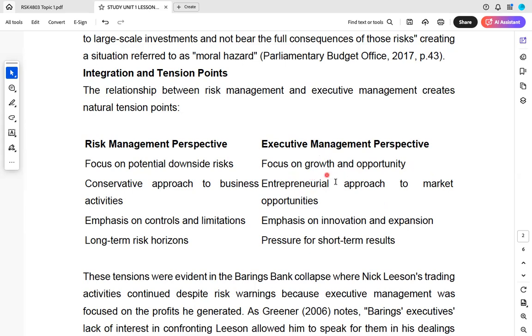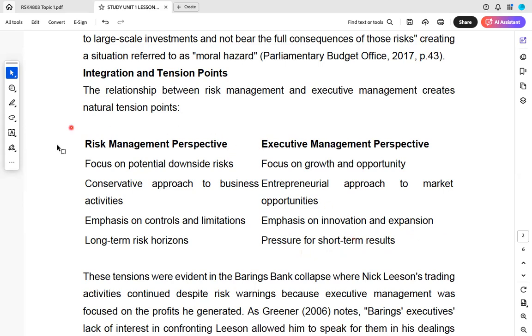Executives also tend to have an entrepreneurial approach to market opportunities, especially when they just focus on the entrepreneurial side of a business, sometimes ignoring the risk management side, in some executive perspectives. But we should try to integrate the executive management perspective and the risk management perspective. They also tend to have an emphasis on innovation and expansion and the pressure for short-term results.